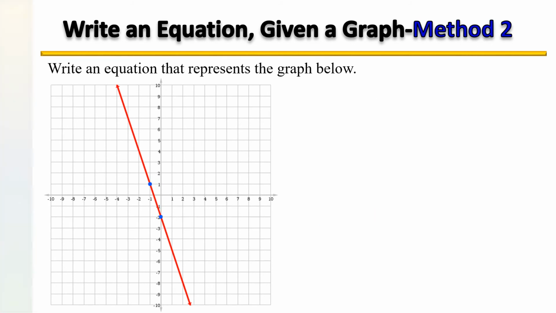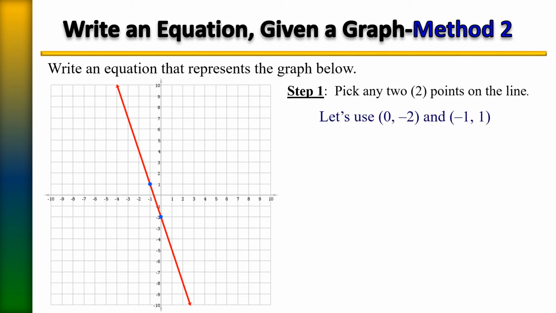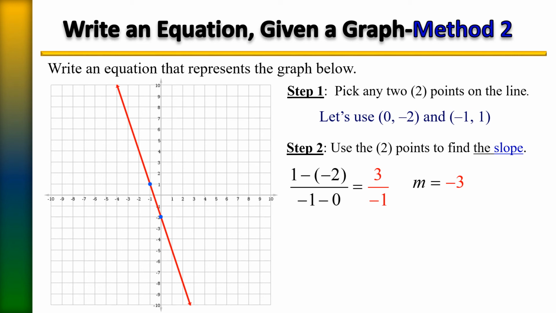The second method I want to show you is to pick any 2 points on the graph. It doesn't matter which 2 points you choose. Pick 2 points, and then you're going to plug those points into the slope formula of, recall, y sub 2 minus y sub 1 over x sub 2 minus x sub 1. When we plug that into the slope formula, we get a slope of -3.